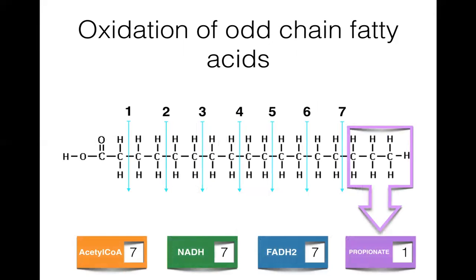So why does it produce propionate in the final round of beta oxidation? We have here a schematic representation of an odd-chain fatty acid. It contains 17 carbons. Sorry, it actually contains 15 carbons. Each slice downward represents one round of beta oxidation. As you can see, we are able to produce 7 acetyl-CoA, 7 NADH, 7 FADH2. But the final fragment is a 3-carbon molecule. We call that propionate.